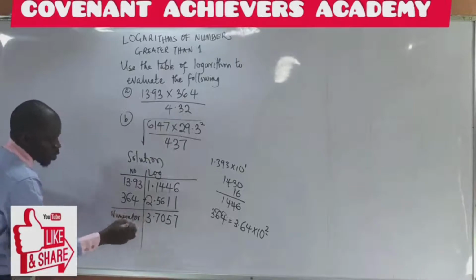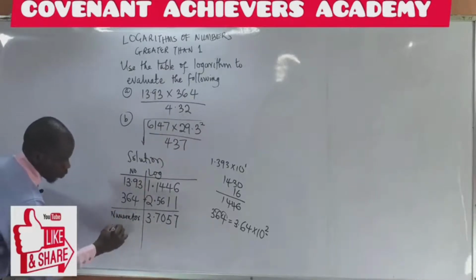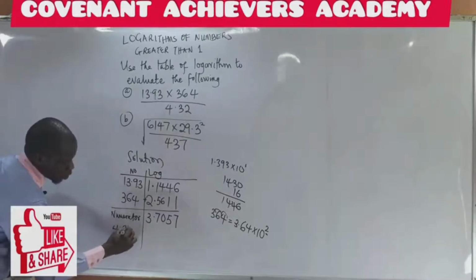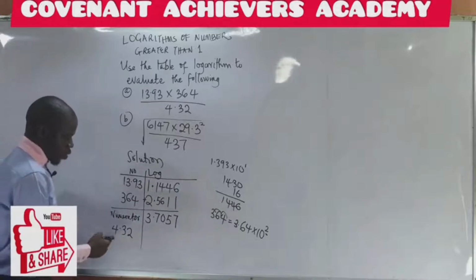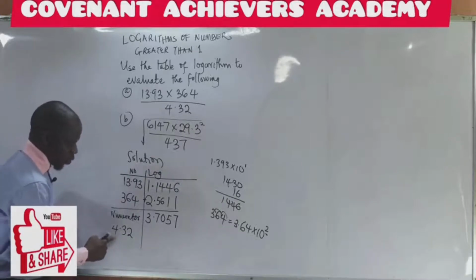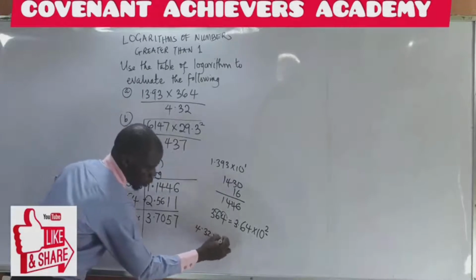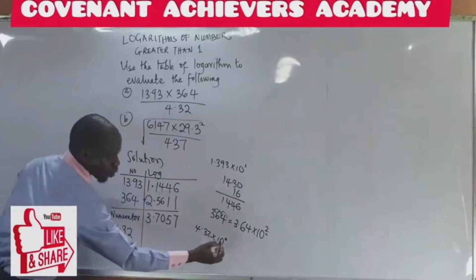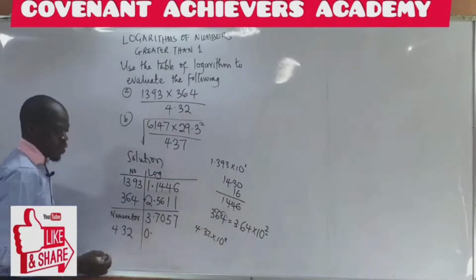Now for the denominator of that fraction, what are we having there? We are having 4.32. Now, when you express this in standard form, you are going to have 4.32 times 10 raised to power 0. So your integer you are having here is going to be 0. Point. Then what are we going to do?